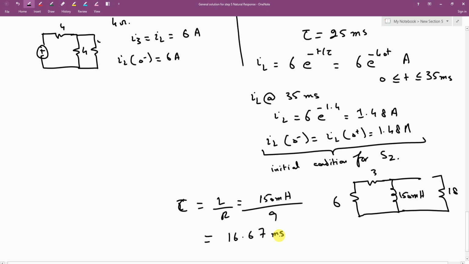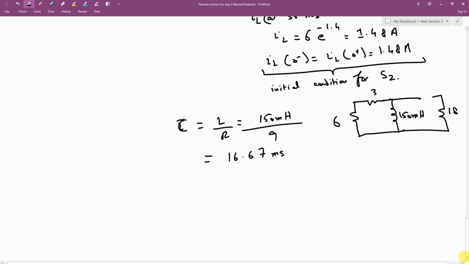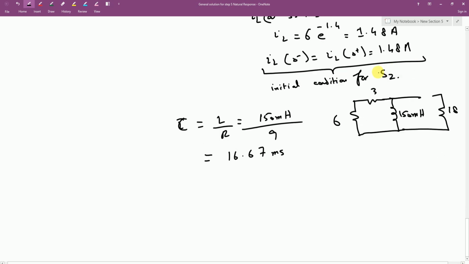So you see, with the sequential switching that is happening in this particular circuit, the tau which was calculated for the time less than 35 millisecond is different from the time constant after time t greater than 35 millisecond. So the circuit is actually changing its slope, and thereafter the current which will be flowing through the inductance shall have a different slope and different time constant for these two switching instants.